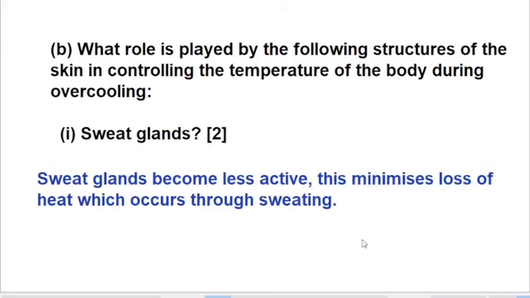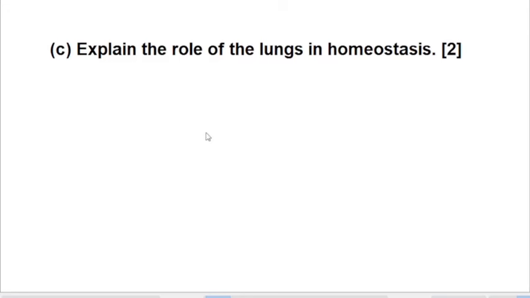overcooling. So we have said the role of the sweat glands in controlling the temperature of the body during overcooling is that the sweat glands become less active. This minimizes loss of heat which occurs through sweating. So we have answered our question 3b. We have looked at the role that is played by each structure of the skin. Let us now move on to our last question, which is question C.